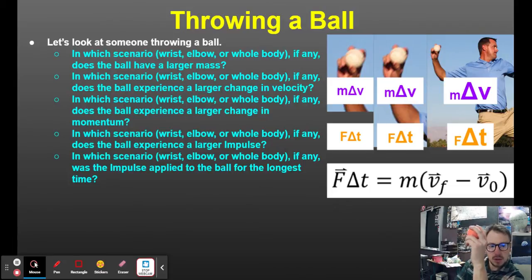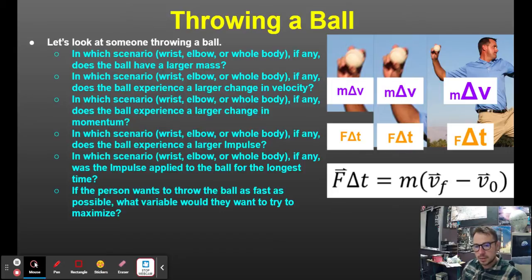Throwing with your elbow and wrist, it's just going to be for that amount. But as you're using your whole body, you're throwing over a longer period of time. You're applying that force. And yes, your body is probably stronger than your wrist and elbow, but what makes it go a lot farther and faster is that you're applying that force for a longer period of time.